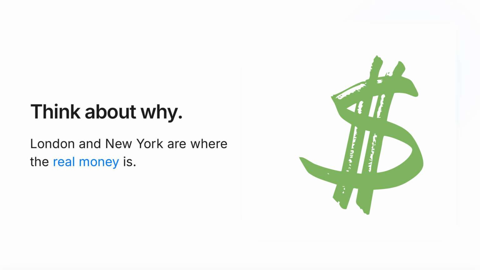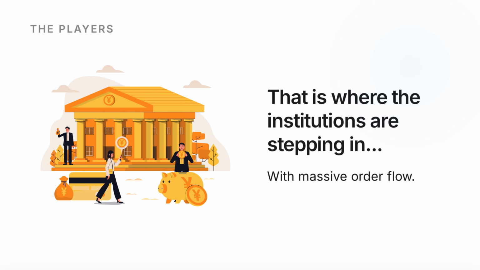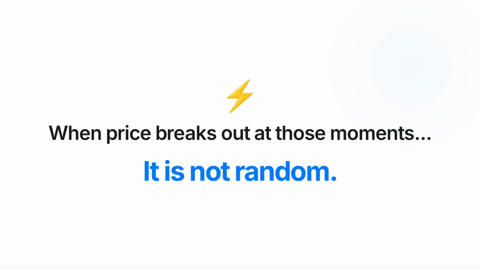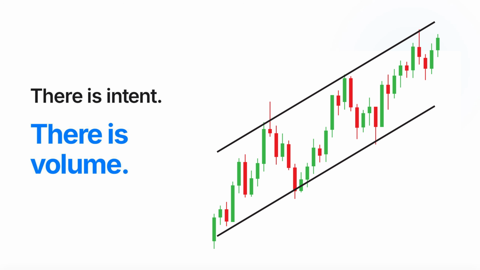Think about why. London and New York are where the real money is. That is where the banks, the hedge funds, the institutional traders are stepping in with massive order flow. When the price breaks out from the Asian range at those specific moments, that is not random. There is intent behind it. There is volume behind it.